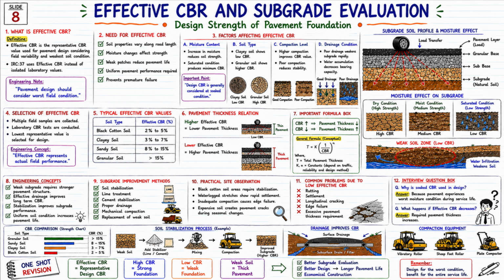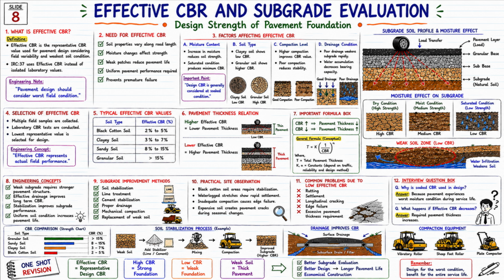Now let us look at the third topic. Factors affecting effective CBR. Now on what factors does effective CBR depend? A. Moisture content. Soil strength decreases when moisture increases. Saturated condition produces minimum CBR. Now see the important points below. Design CBR is generally considered at soaked condition. And this is a very important IRC practice.